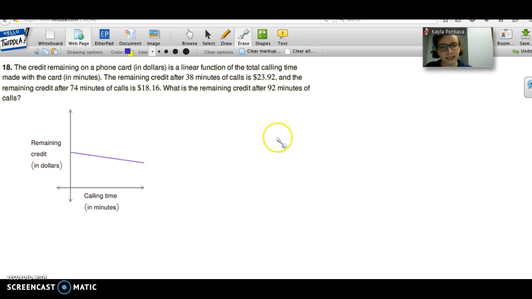So what this question is asking is how much credit is left after 92 minutes of the call. As we can see here from the graph, calling time in minutes is our x values, and remaining credit is our y values. So what it's really asking is when x is equal to 92, what is y? Y equals what? That's a question mark.